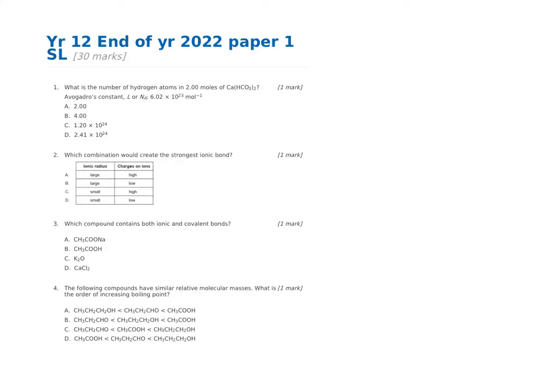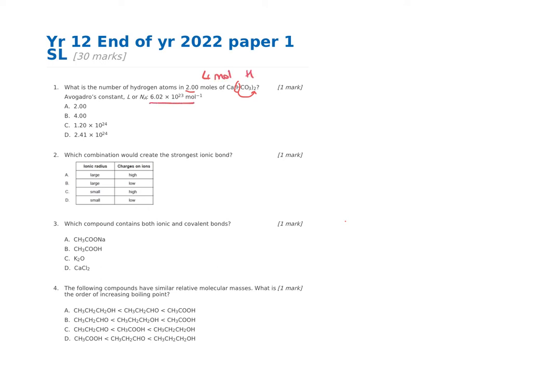Okay, so we're going to go through your end of year paper. So the first question is, how many hydrogen atoms are there in 2 moles of that molecule? So if we have 2 moles of that whole molecule, each molecule has 2 atoms of hydrogen in it. So that means we're going to have 4 moles of hydrogen atoms.